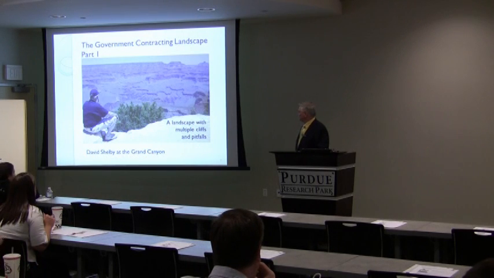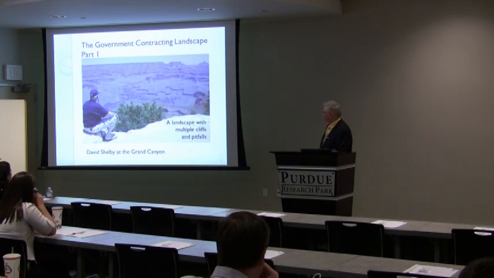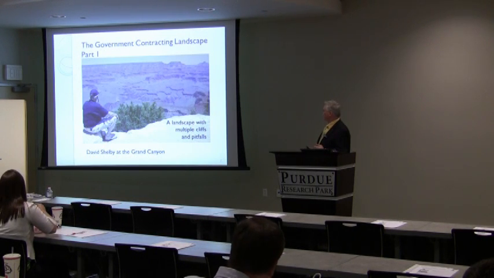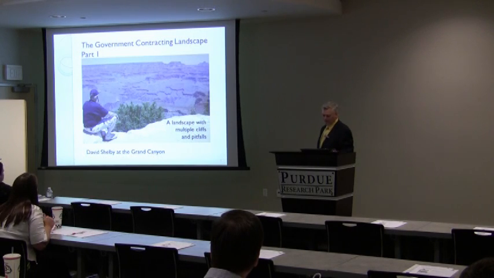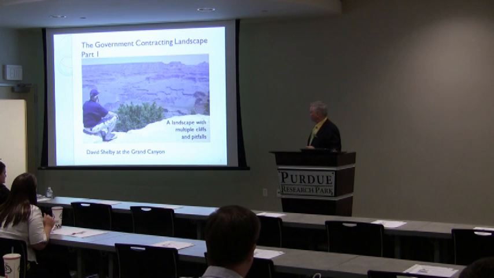This is a picture of me at the Grand Canyon. We wanted to talk about the landscape of government accounting. Well, this is a good landscape picture. It's got multiple cliffs and pitfalls, and that's pretty much what government accounting is about. I like the picture because it depicts the vastness of government accounting. And there I am sitting, trying to figure out what I can do for folks in government accounting and help them to avoid some of these pitfalls.